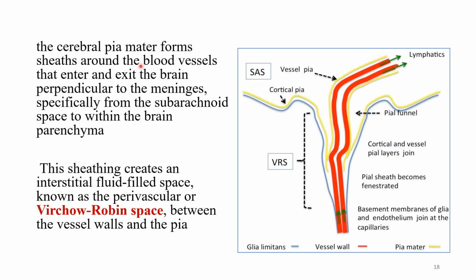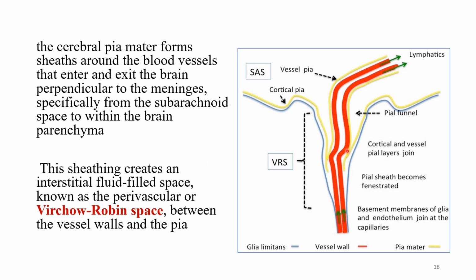The cerebral pia mater forms sheaths around the blood vessels. So, this is a blood vessel. This pia mater will form a sheath around the blood vessels that enter and exit the brain perpendicular to the meninges, specifically those coming from the subarachnoid space to enter into the brain parenchyma. This sheathing creates an interstitial fluid filled space. This perivascular space is called the Virchow-Robin space. This Virchow-Robin space is present between the vessel wall and the pia mater.